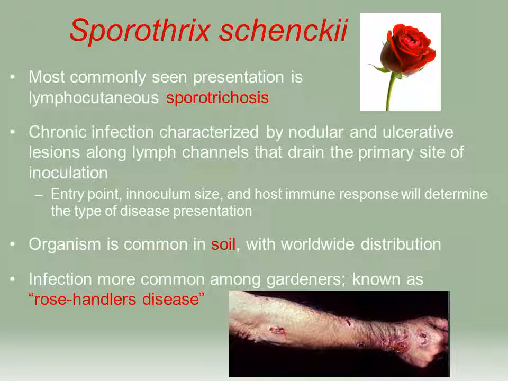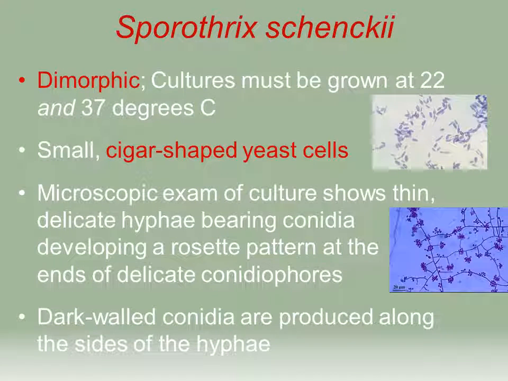Again, this is a common soil organism, and as you might guess, the correlation with the common name rose handler's disease has to do with the fact that people who frequently handle roses, of course, are going to get poked with thorns, and in some cases the thorn may have this organism on it, and depending on the size of the inoculum and your current immune status and all of that, it might develop into sporotrichosis.